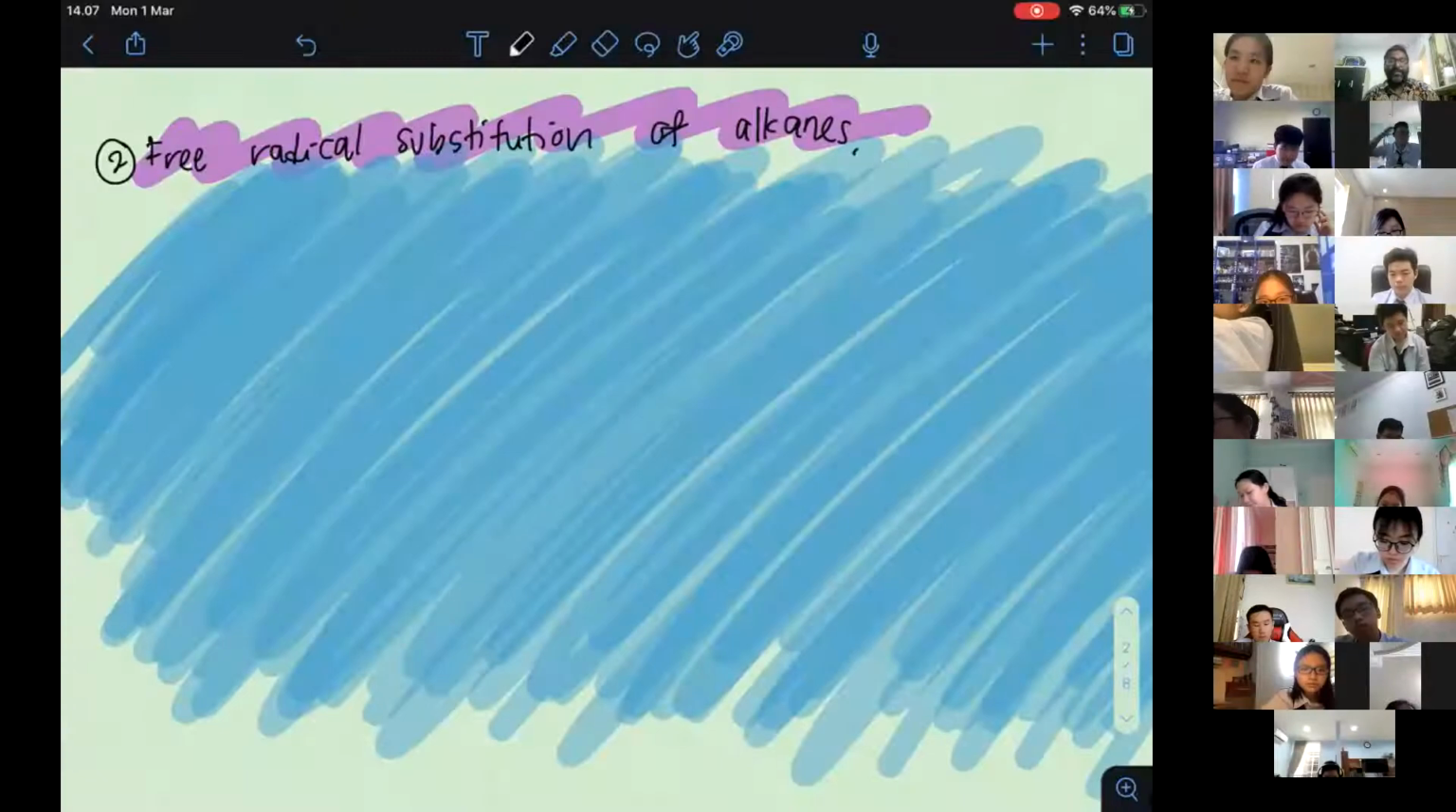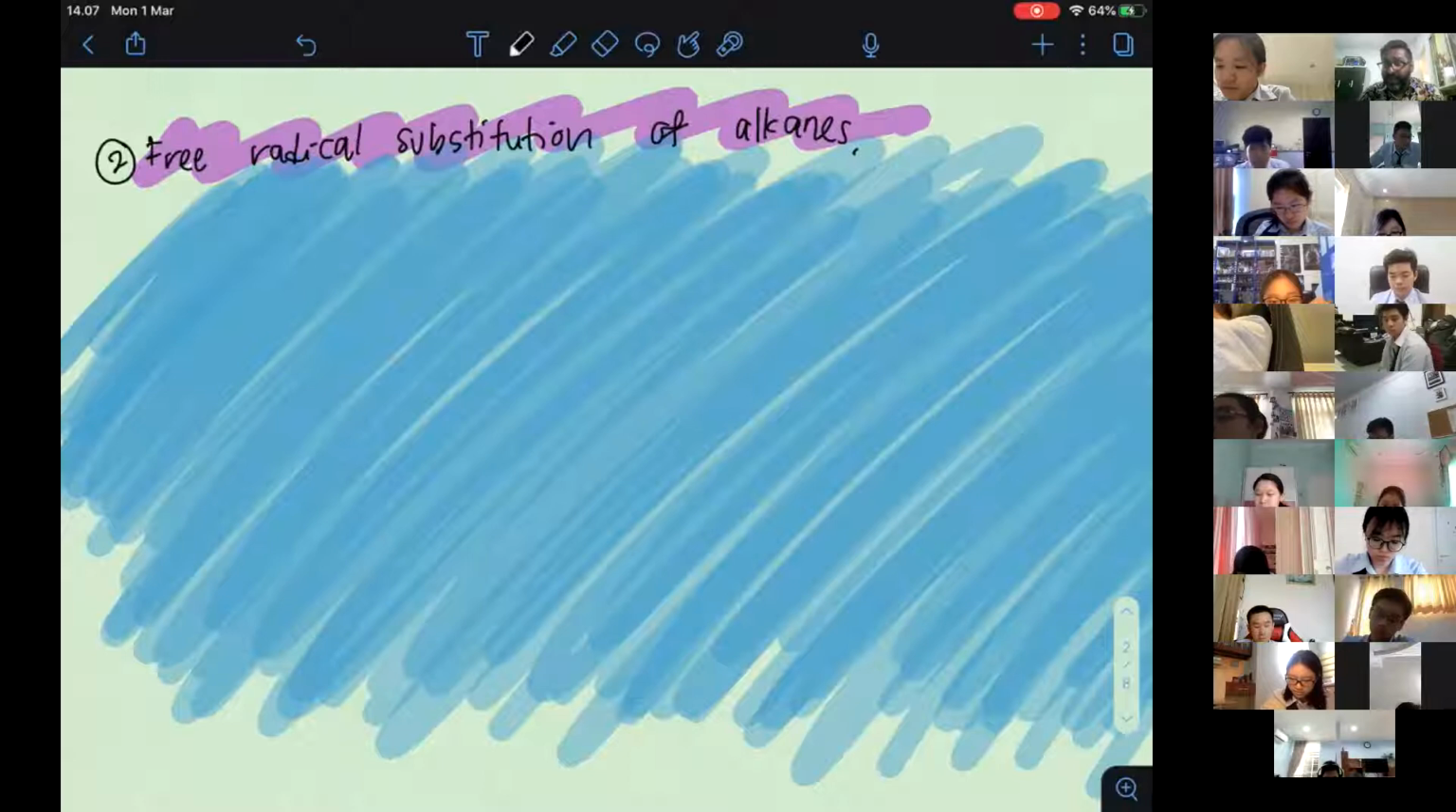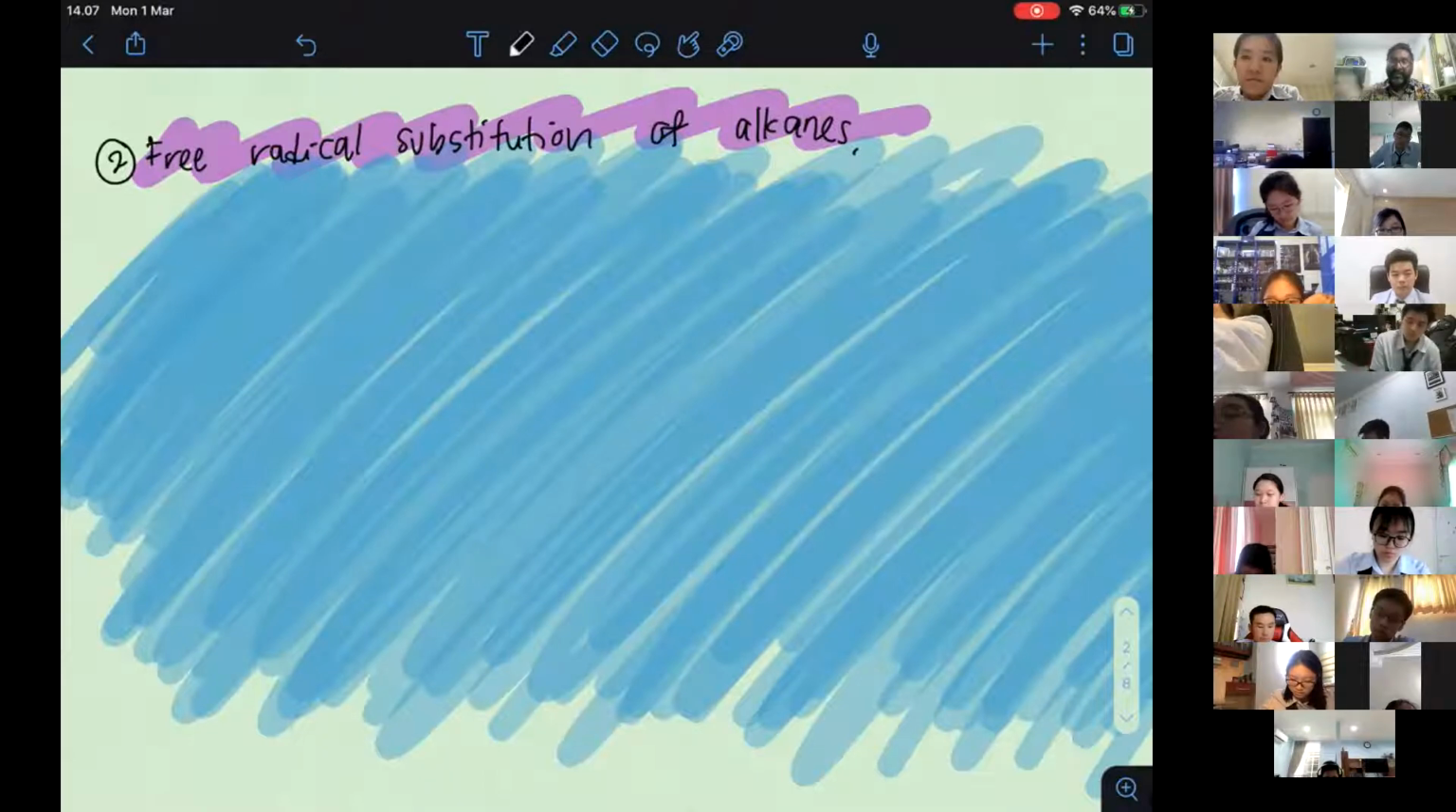If you look at this chapter, the main essence of the reaction involving alkane is free radical substitution. And you need to know in detail about this. Maybe it can be confusing in the beginning, but I want you to listen to me carefully. For free radical substitution, we have 3 steps.